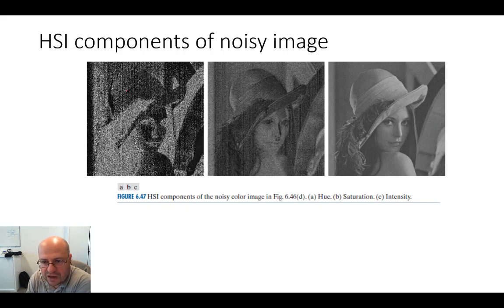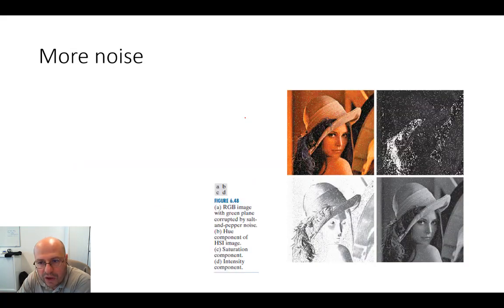The same thing you can do on the HSI components. As you can see here, this is an image where there's noise corruption in the hue, in the saturation, and not so much on the intensity. So in this case, you may want to apply different filters on the hue and on the saturation and on the intensity independently, and then combine these three channels in your final result.